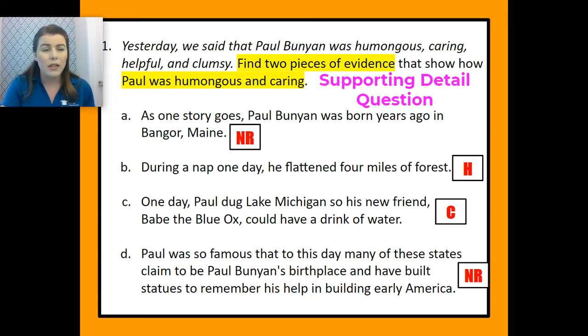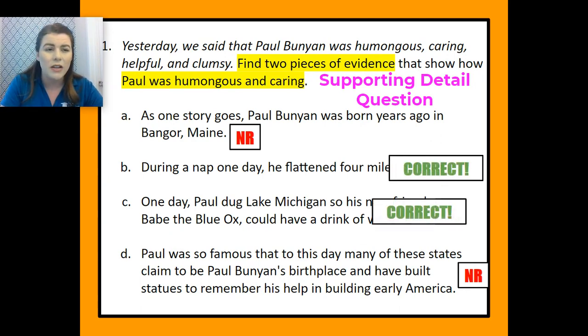So I remember that the question is asking me to find two pieces of evidence. That tells me that B and C are going to be correct. So when I go into my answer form, I need to select two answers, B and C.